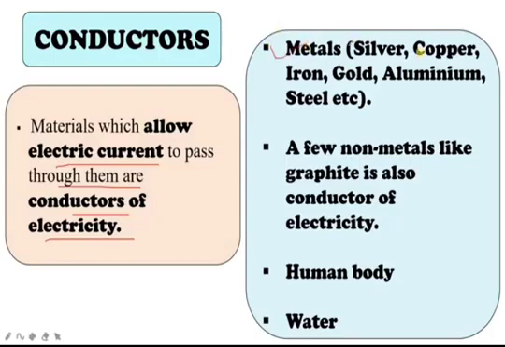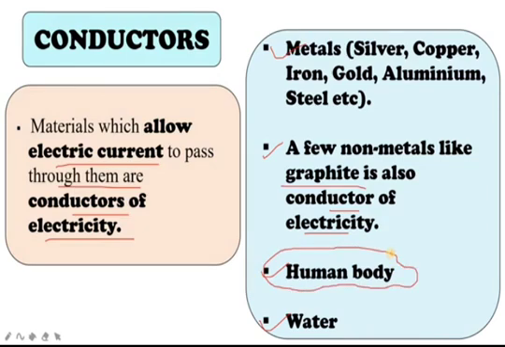And the last topic of the chapter is conductors. What are conductors? The materials which allow electric current to pass through them are conductors of electricity. Examples are metals like silver, copper, iron, gold, aluminium, steel, etc. A few non-metals are also exceptional cases, like graphite, which is a conductor of electricity even though it is a non-metal. Our human body is a great conductor, so we get electric shock.